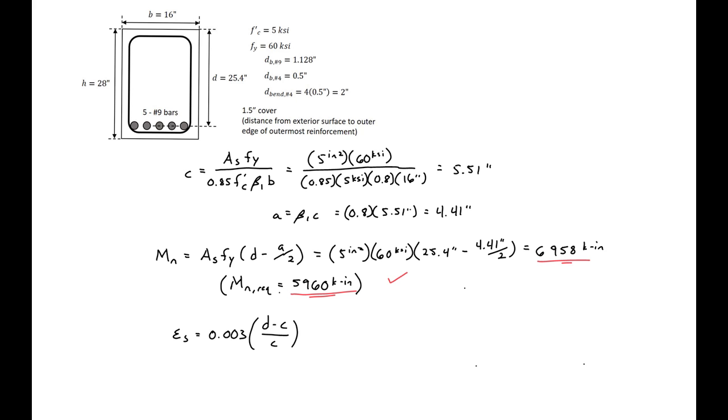We also need to check and make sure that we're still tension controlled. We'll do that by finding the strain in our steel. So 0.003 times our D minus C, so 25.4 minus 5.51, divided by 5.51, gives us 0.011. So we're still tension controlled.